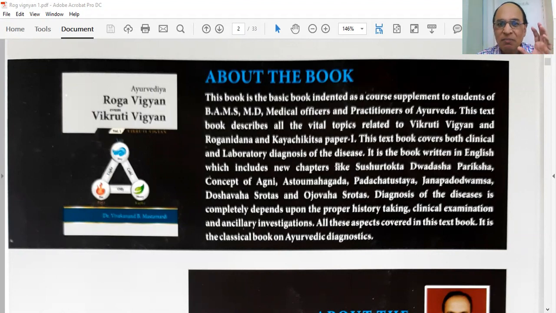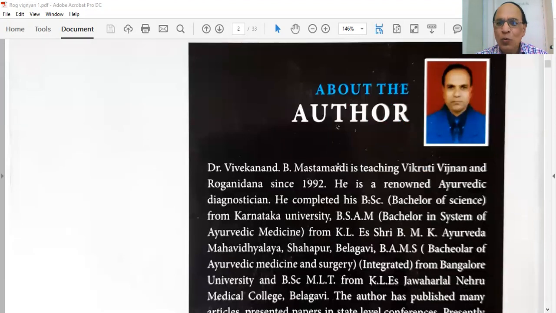Diagnosis of the disease completely depends on proper history taking, clinical examination, and ancillary, that means supportive, investigation. All these points are made very clear in this book according to the Ayurvedic point of view and according to the modern point of view. So let us see who this author is.